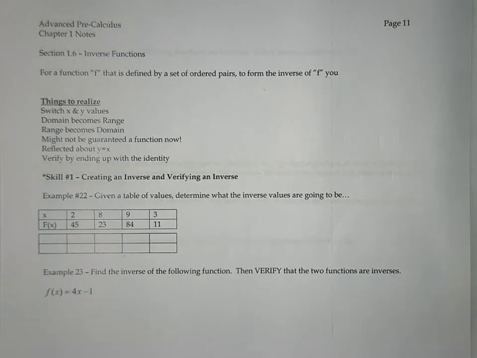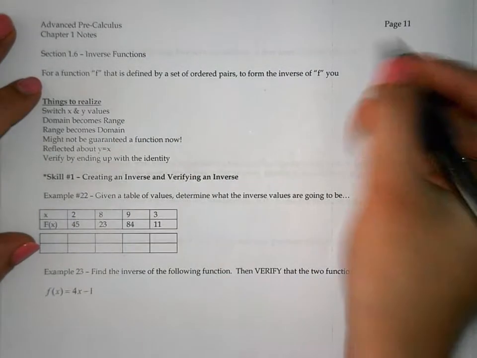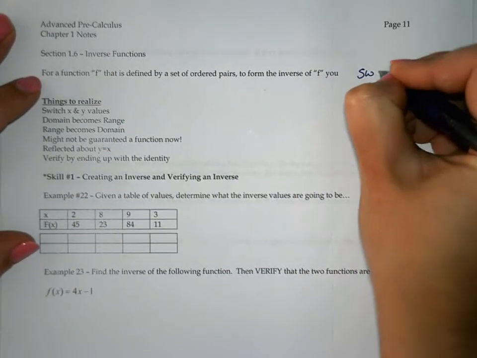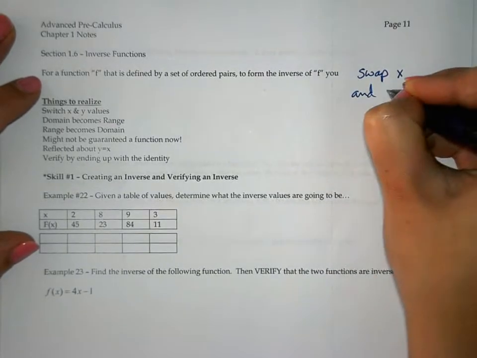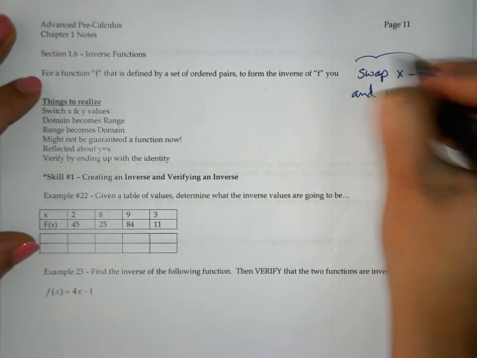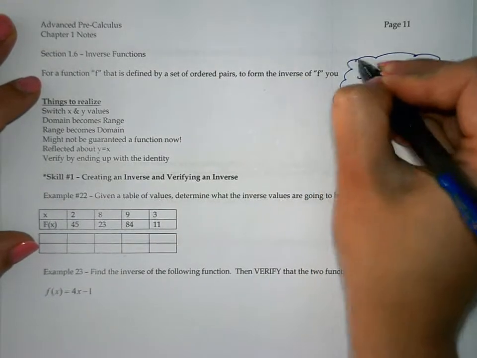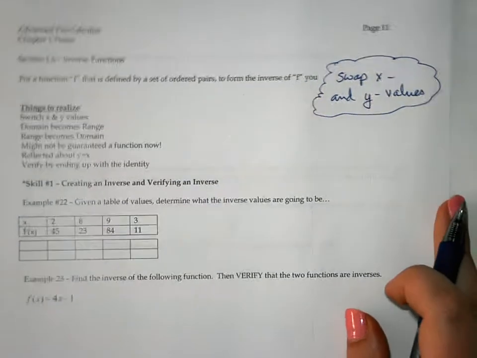This section talks about inverse functions. And the big idea that we want to have for this is that whenever you have an x value, you're going to swap it with the y value. That's our big idea here: swapping x and y values, or swapping domain and range values.